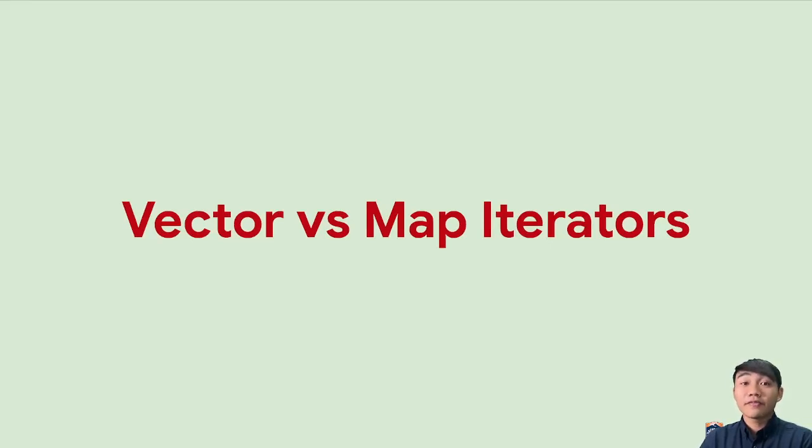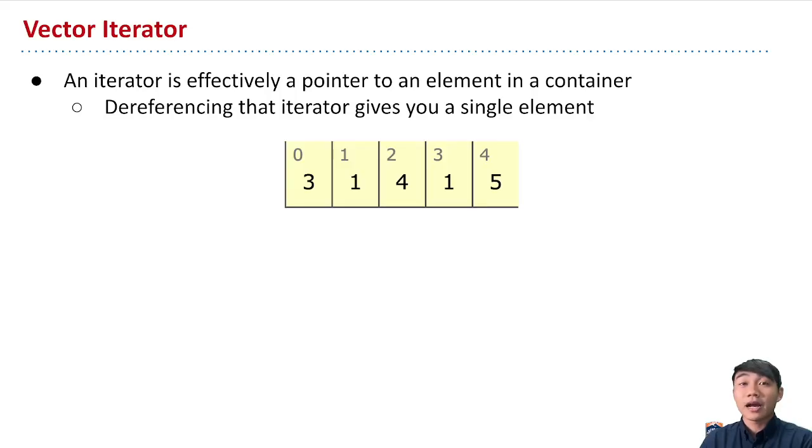So we have an iterator defined within the vector class, and we also have one defined within the map class. But because the elements in a vector are a little bit different from the way that we store elements within a map, the way that we dereference an iterator is also a bit different. So let's see how. We can think of an iterator as a pointer to an element. So for a vector of ints, dereferencing that iterator would give me an int because that's the data type of each element stored within the vector.